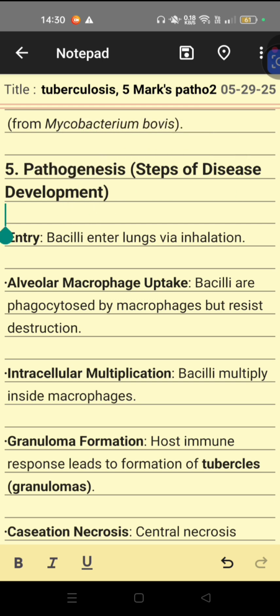Pathogenesis, step by step disease development. Entry: bacilli enter the lung via inhalation. Alveolar macrophage uptake: bacilli are phagocytosed by macrophages but resist destruction. Intracellular multiplication: bacilli multiply inside the macrophage. Granuloma formation: host immune response leads to formation of tubercle granuloma.